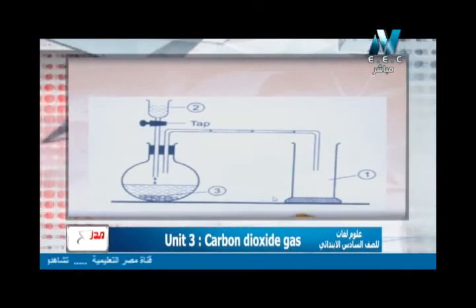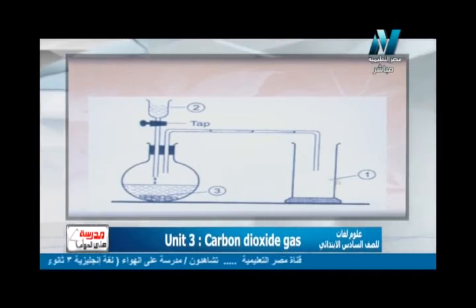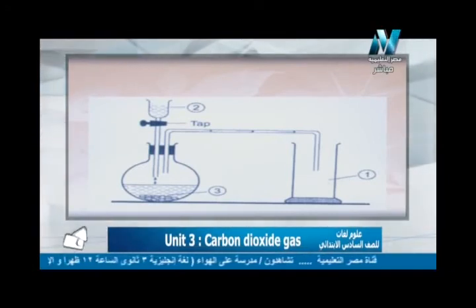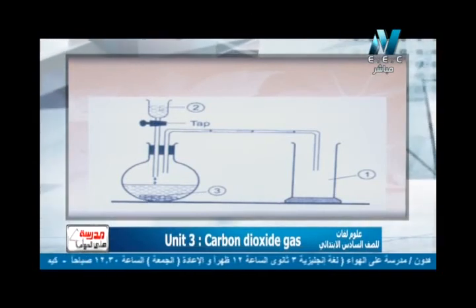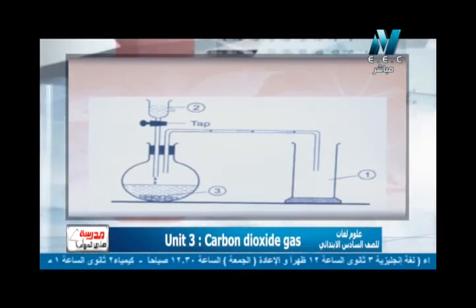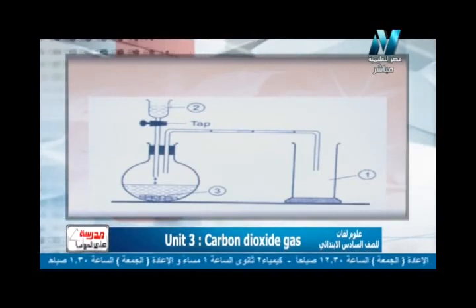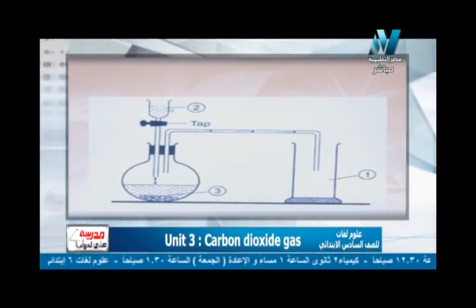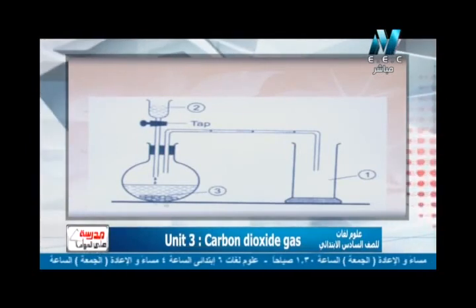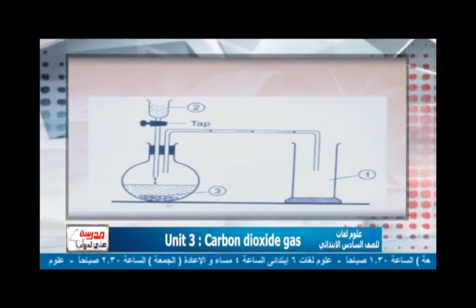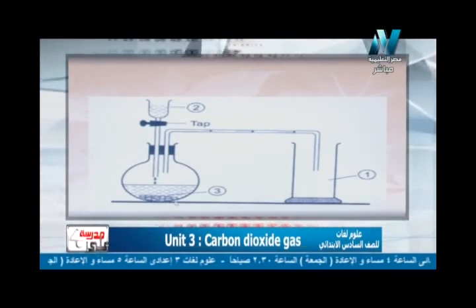So now, what is this substance number 1? What is this gas? Surely it will be carbon dioxide gas. Number 2 is the acid which I prepare carbon dioxide gas from, which is the hydrochloric acid, or I can say dilute hydrochloric acid. What about number 3? Number 3 is the calcium carbonate, which we used to prepare carbon dioxide gas.